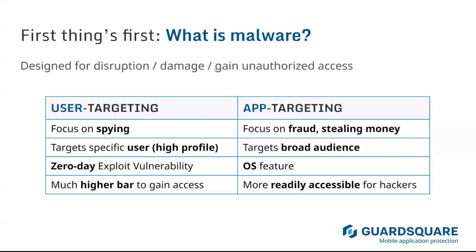Pegasus is tailored towards a specific person and is very difficult to protect against. Brestex, on the other hand, hides as Android accessibility services, which end users download when they do not have proper awareness of the situation. There are also many fake apps such as flashlights or optimization apps that end users download without realizing that they are malware. In this webinar, we will focus on app targeting malware like Brestex.